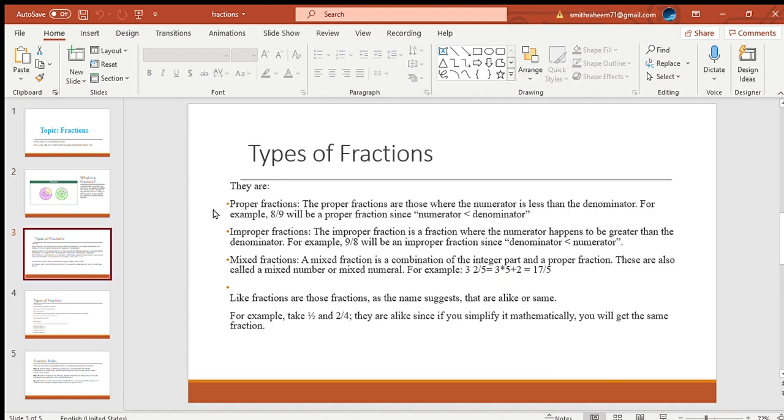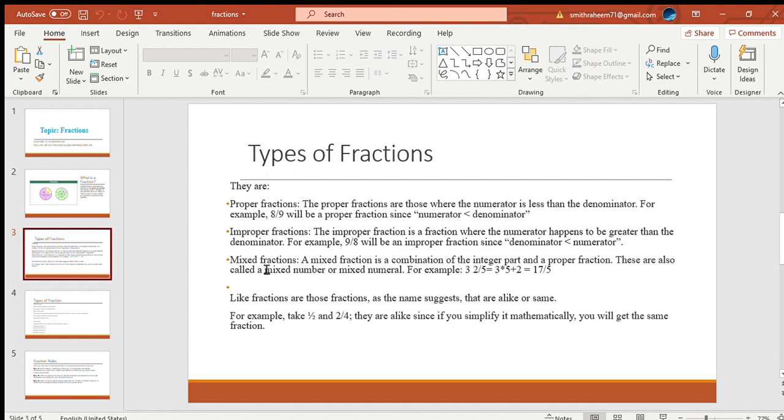Now we have the types of fractions. We have the proper fraction, improper fraction, mixed fraction, like fractions, and I think a few others. The proper fractions are those where the numerator is less than the denominator. For example, 8 over 9 will be a proper fraction since the numerator is less than the denominator, and this is a less than sign. As I explained before, the numerator is the top number and the denominator is the bottom number.